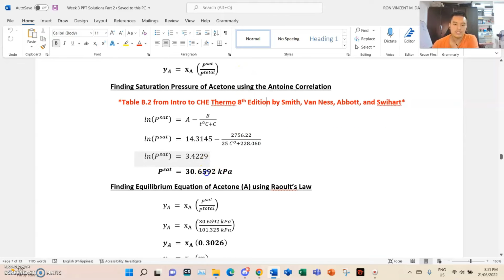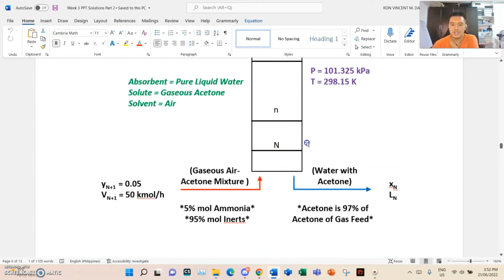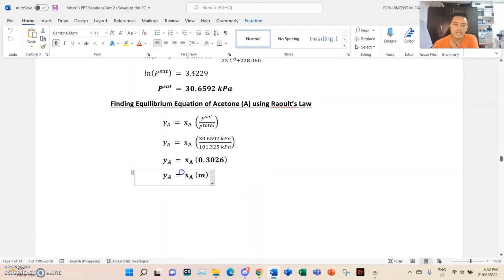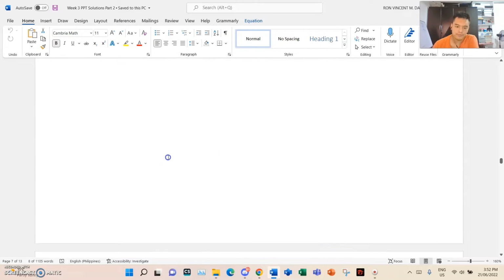Then I substituted this value, since I already know the total pressure as given earlier, which is 101.325 kilopascals. This is my equilibrium relation line.